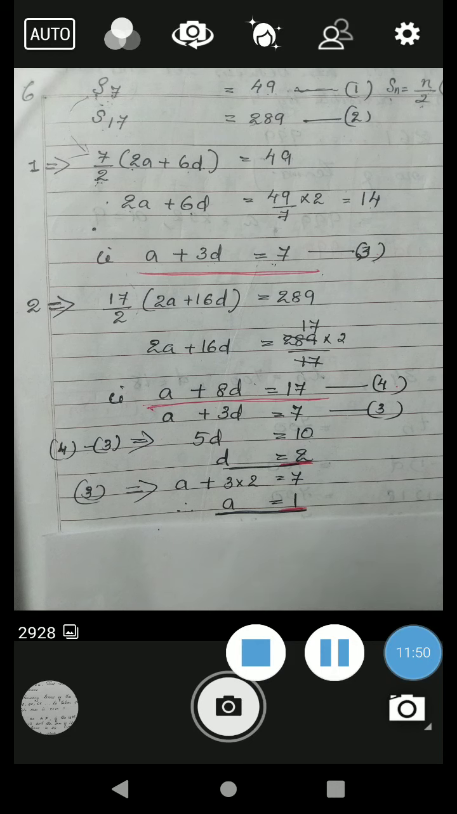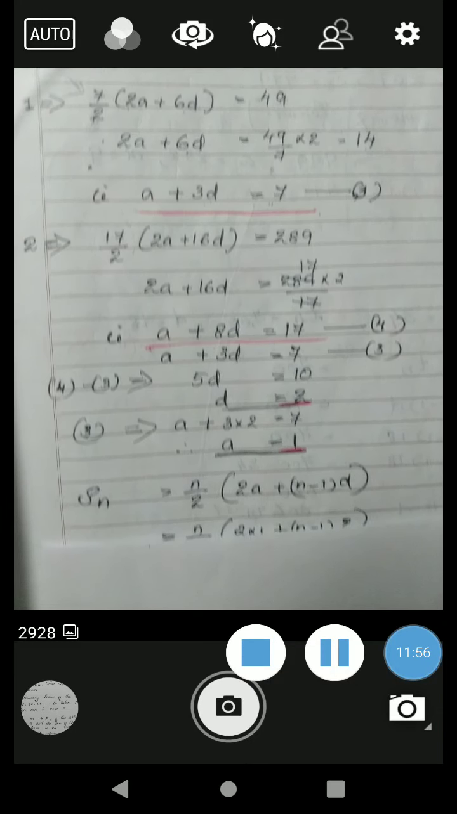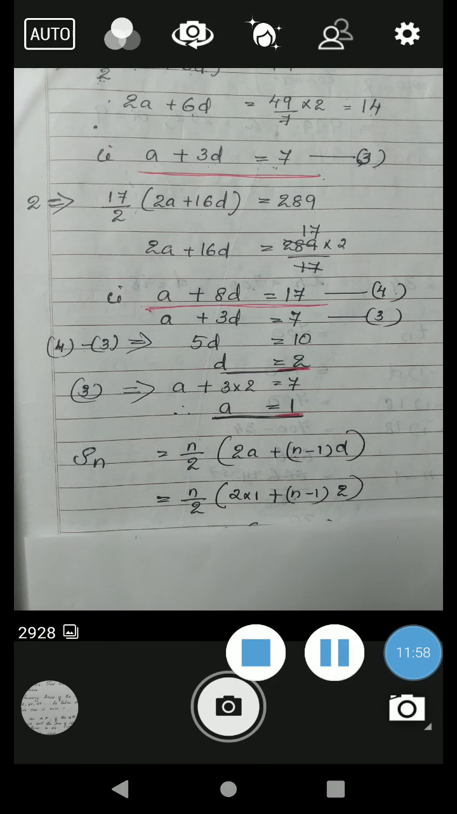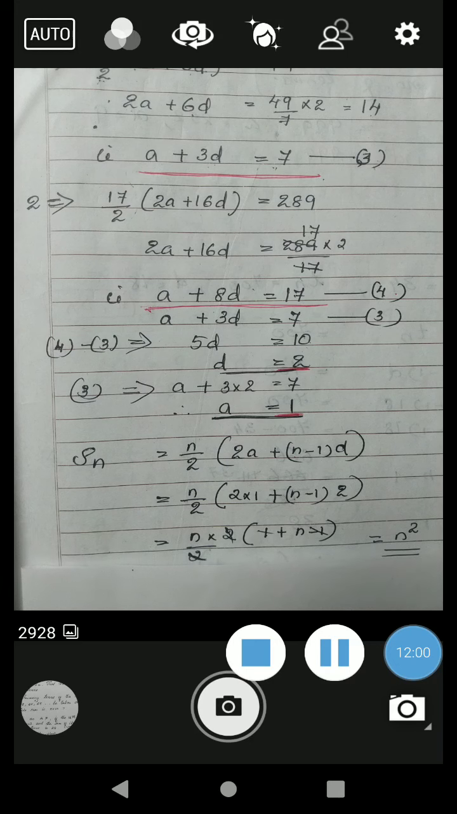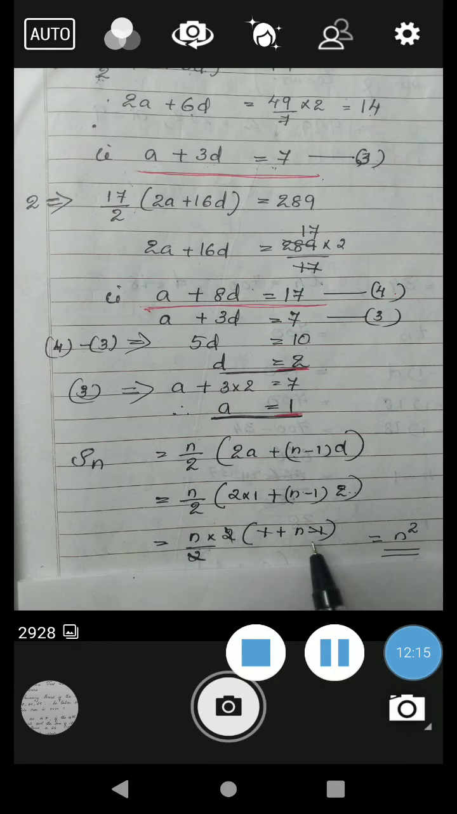Now we want to find the sum of first n terms. You can write the formula for the sum of n terms, and substitute a and d. Open the bracket and simplify. 2 and 2 cancelled. 2 is a common factor in these two terms, take it outside and simplify. You will get the answer n square.